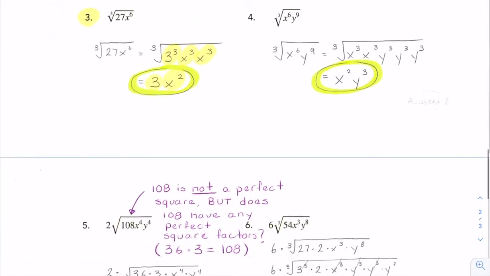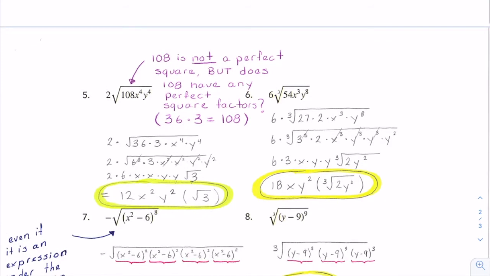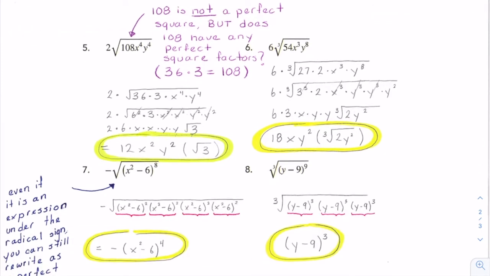Now sometimes when you simplify, it doesn't work out perfectly, or you still have something left over underneath the radical sign. If that's the case, then you just leave it under the radical sign, and that happens a lot. It actually happens more often than perfect numbers. If we look at number 5, we have 2 times the square root of 108 times x to the 4th times y to the 4th. And you can see that I have this note. It says 108 is not a perfect square, but does 108 have any perfect square factors?